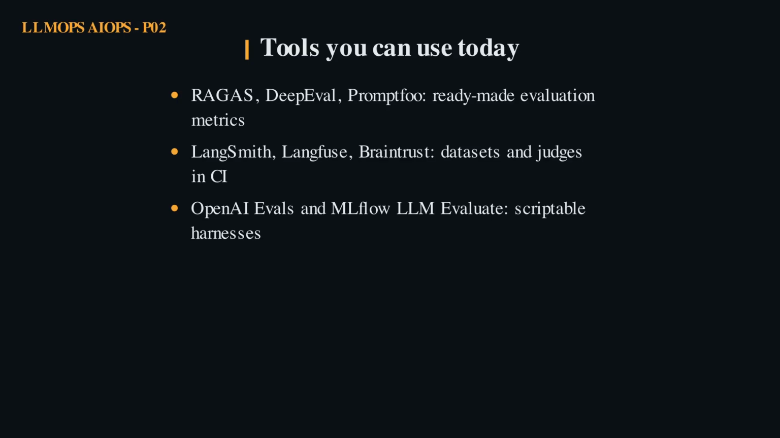You will not handwrite judges from scratch. Frameworks ship them tuned and tested. RAGAS and DeepEval bring ready metrics. LangSmith, LangFuse, and Braintrust host your datasets and run judges in CI. Promptfoo is a great starting point. It runs in your pipeline from a simple YAML file, so evals gate every pull request from day one.